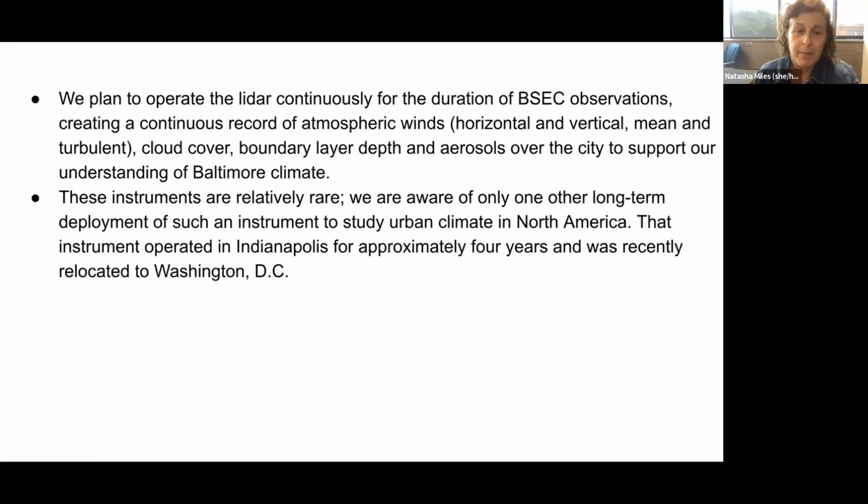So the plan is to operate the LiDAR for the duration of BSEC. We'll create a continuous record of the atmospheric winds, cloud cover, boundary layer depth, and aerosols over the city to support our understanding of the Baltimore climate. And these instruments are pretty rare. We're only aware of one other long-term deployment of such an instrument for urban climate in North America. That's the one we talked about previously that was in Indianapolis for about 4 years, and then it was moved to DC pretty recently.